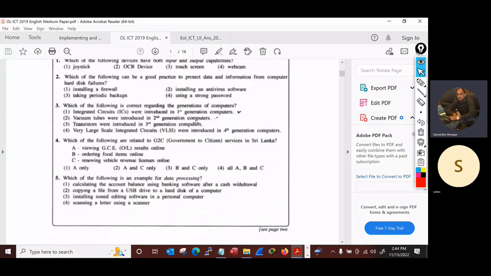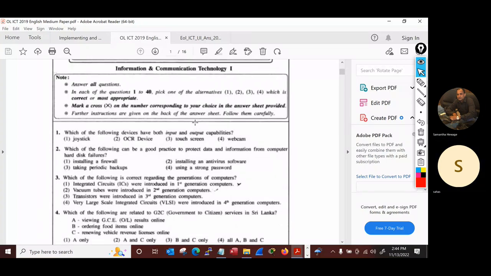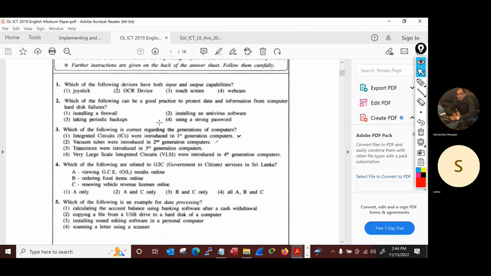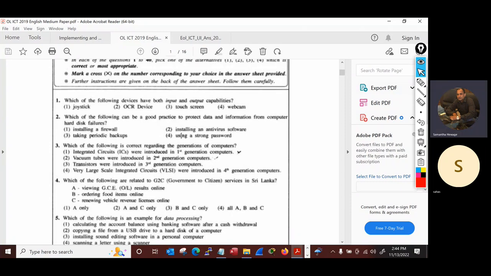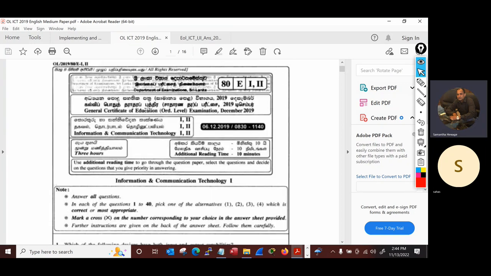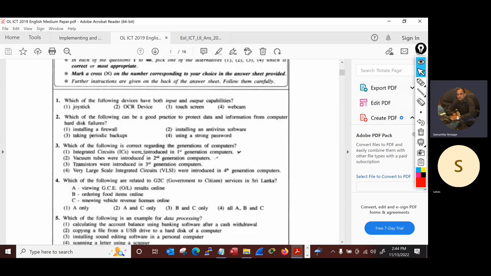Do you have this paper? I will get it online. It's okay. For the moment, you just refer to this, right? And take some writing book, and at the top you can write 2019 December oral paper, right? All right.